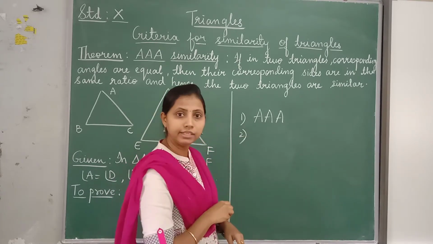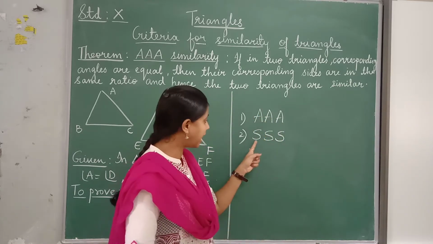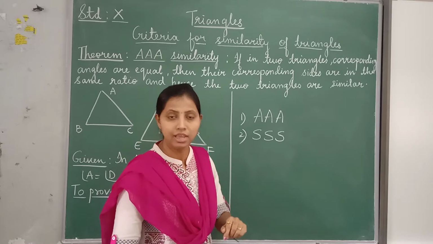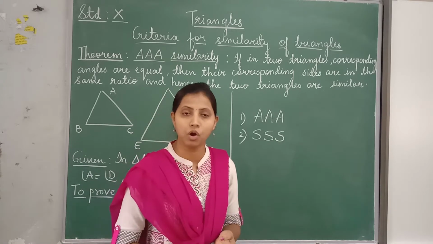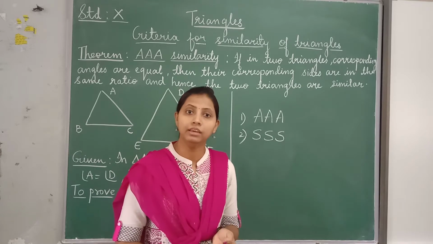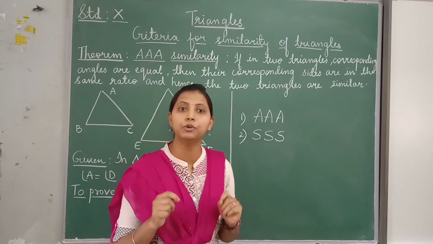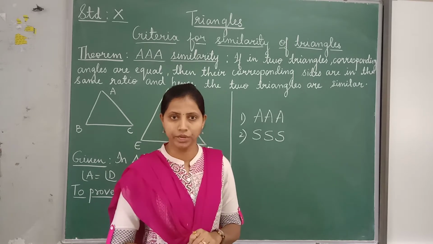Then the second one is the SSS criteria, that is side, side, side. When all the three corresponding sides of two triangles are in equal ratio, then their corresponding angles will also be equal, and hence the two triangles will be similar to each other.